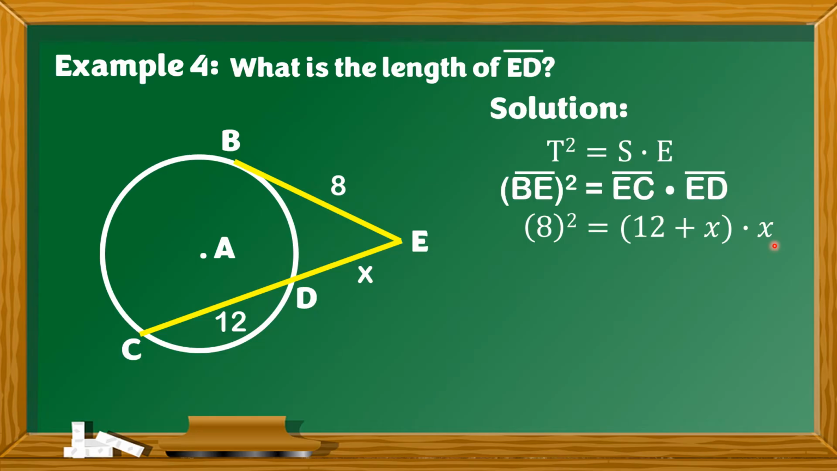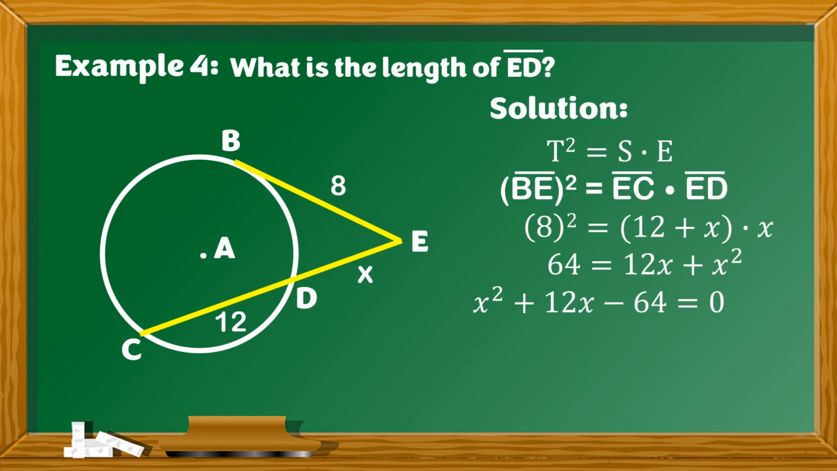Next, we're going to solve for x. So we're going to simplify the equation. The square of 8 is 64, and x times 12 is equal to 12x, and then x times x is equal to x squared. Next, we're going to add negative 64 to both sides of the equation. So we have x squared plus 12x minus 64 is equal to 0.